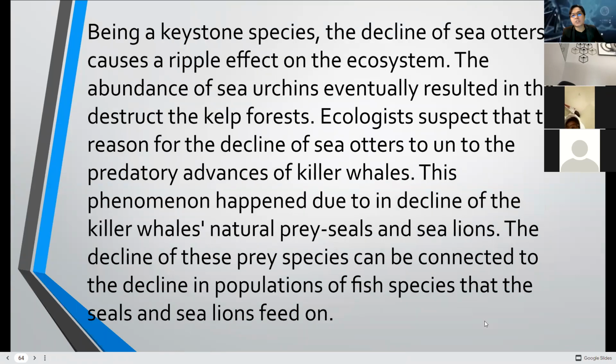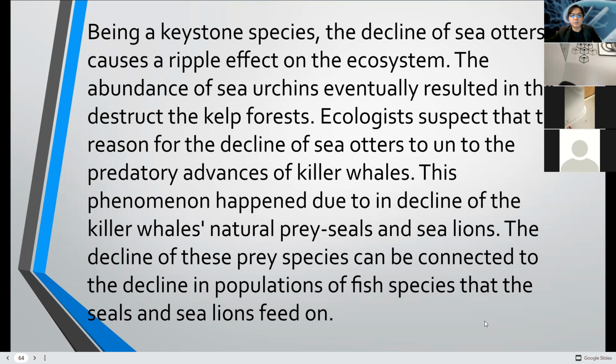Being a keystone species, the decline of the sea otters causes a ripple effect on the ecosystem. The abundance of sea urchins eventually resulted in the destruction of the kelp forest because kelp is their food. Ecologists suspect that the reason for the decline of the sea otters is the predatory advances of killer whales.